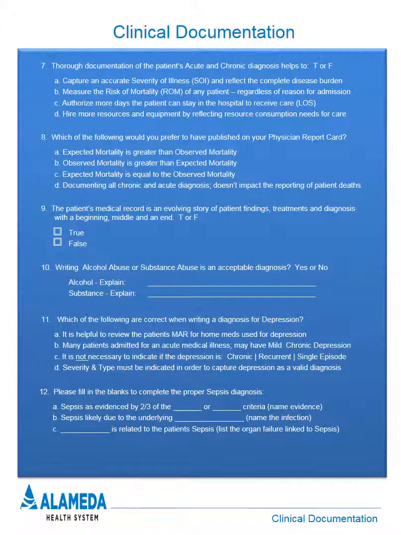and that being reported on your physician report card. Number 9, the patient medical record is an evolving story of patient findings, treatments, and diagnosis that has a beginning, a middle, and an end. That's very true. And we've talked about that many times, that when they come in, you're doing a workup and doing treatment. And at the end of the day, then you will be documenting your conclusion and your findings as the patient record evolves.